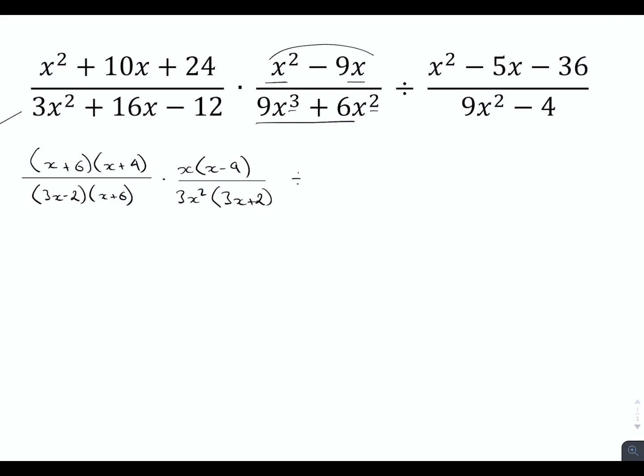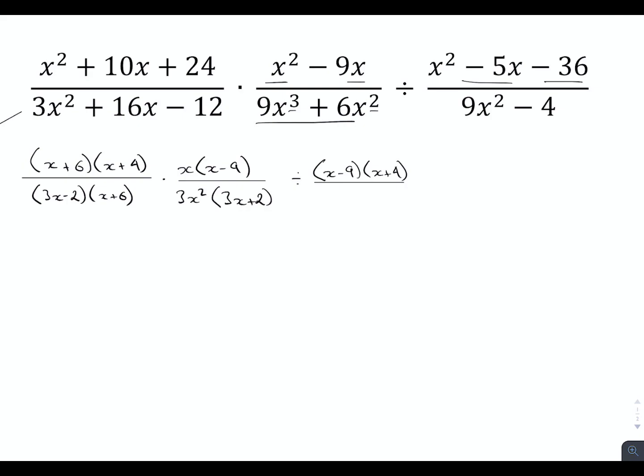And finally, we have our last term. And it is a division. So before we take the reciprocal, we're just going to factor this numerator up here. And what do we get? Two numbers that add to give us negative 5, multiply to give us negative 36. The numbers are x minus 9, so negative 9 and positive 4.